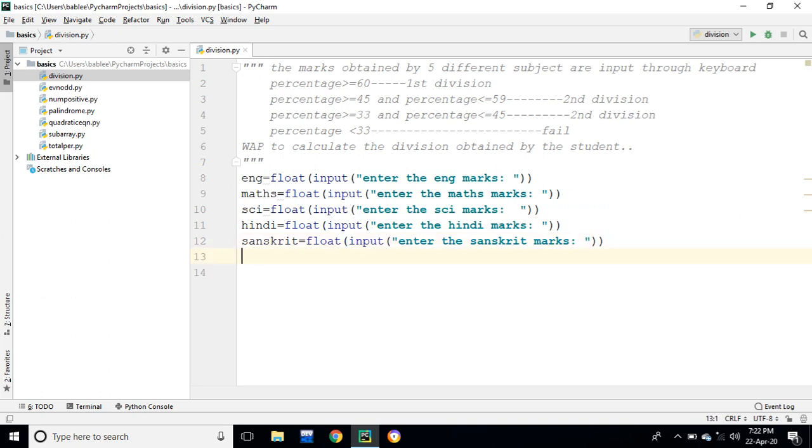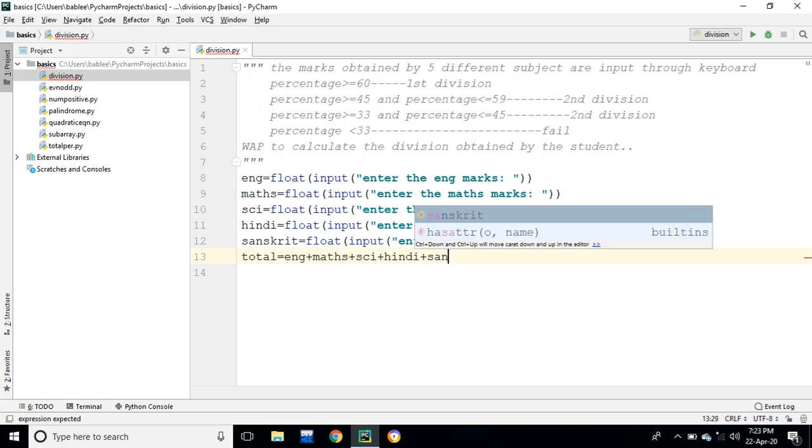Okay, now we have to calculate the total marks obtained in the 5 different subjects. So we have a variable named total is equals to English plus maths plus science plus Hindi plus the last one, Sanskrit.